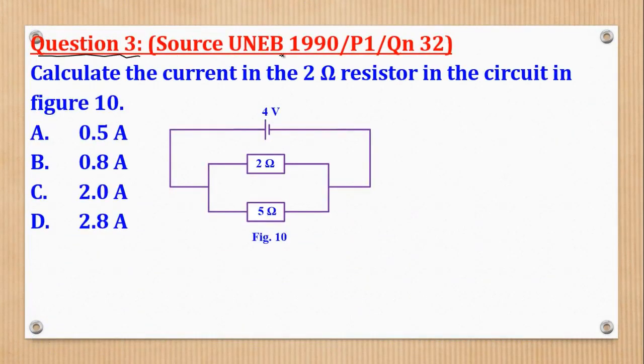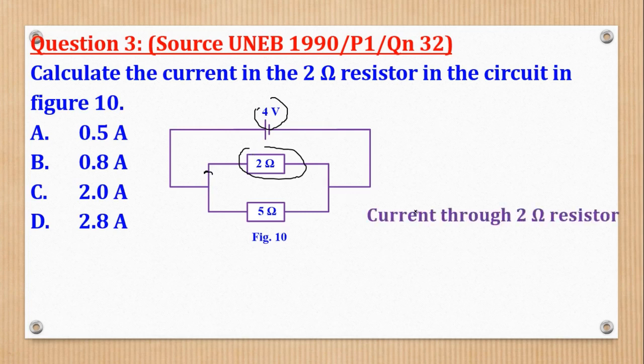Then question 3 came from UNEB 1990 paper 1 question 32, and says calculate the current in the 2 ohm resistor in the circuit in figure 10. So these two are in parallel, and the current they want is the current which goes through these 2 ohm. So what we realize is that the PD across this 2 ohm is 4 volt, because we said it is the same throughout.